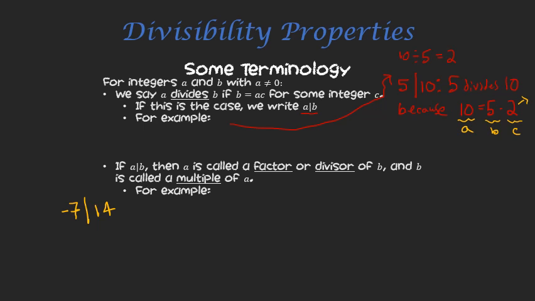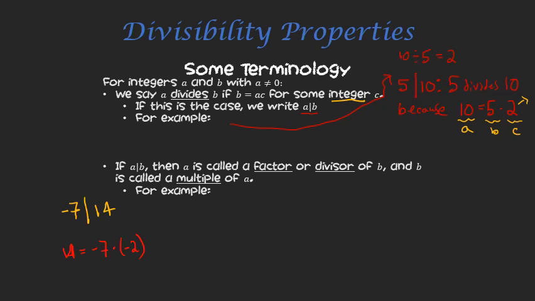Why? Because 14 is equal to -7 times -2. So it's okay for these things to be negative. Remember, we just say these are integers. A, B, and C are all integers, and those are allowed to be negative. And so this is okay. So -7 does divide 14.